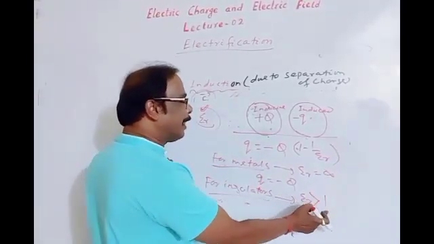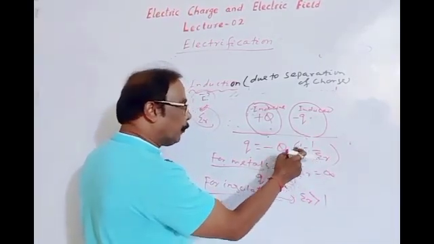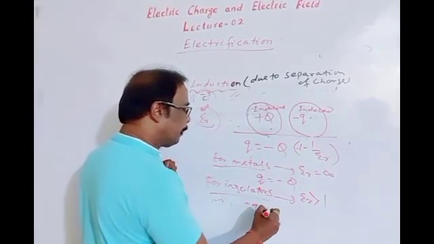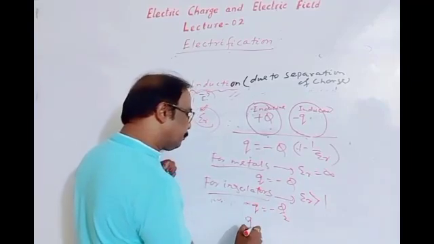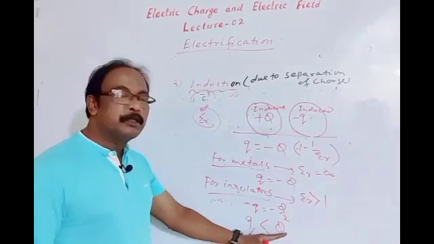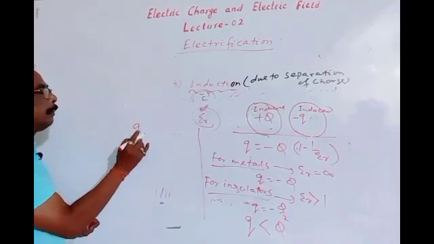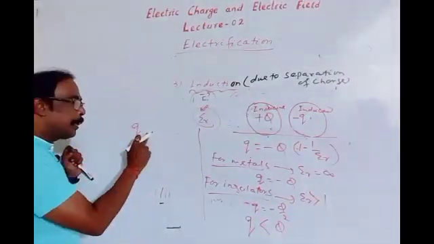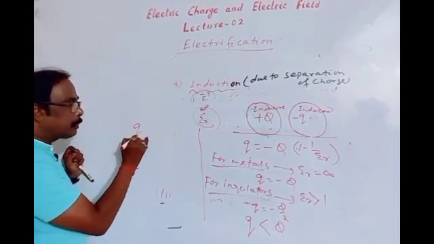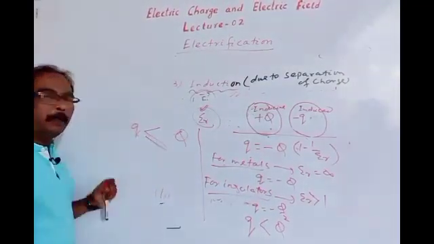For insulators, value of epsilon r is greater than 1. Say epsilon r is 2. If you take 2, 1 minus 1 by 2 is 1 by 2. q is equal to minus Q by 2, means opposite in nature, and magnitude of q is less than that of Q. Means magnitude of induced charge is less than magnitude of inducing charge. Thus overall we may say, relation between induced and inducing charge, irrespective of sign, means nature, magnitude of induced charge may be less than or may be equal to magnitude of inducing charge.